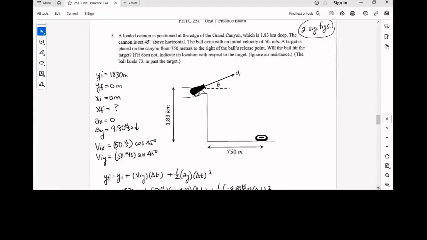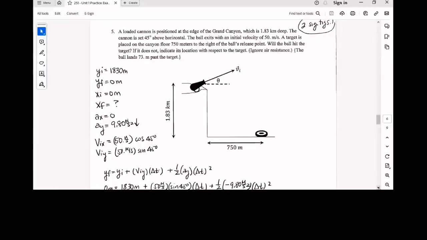Number 5, this is a projectile motion question. A loaded cannon is positioned at the edge of the Grand Canyon, which is 1.83 kilometers deep. The cannon is set 45 degrees above horizontal. The ball exits with an initial velocity of 50 meters per second. A target is placed on the canyon floor, 750 meters to the right of the ball's release point. Will the ball hit the target? If it doesn't, indicate its location with respect to the target.